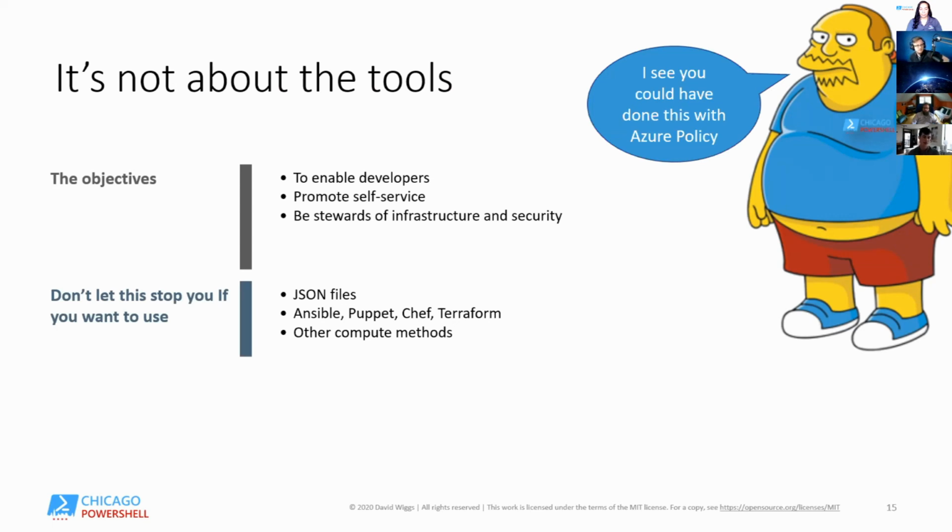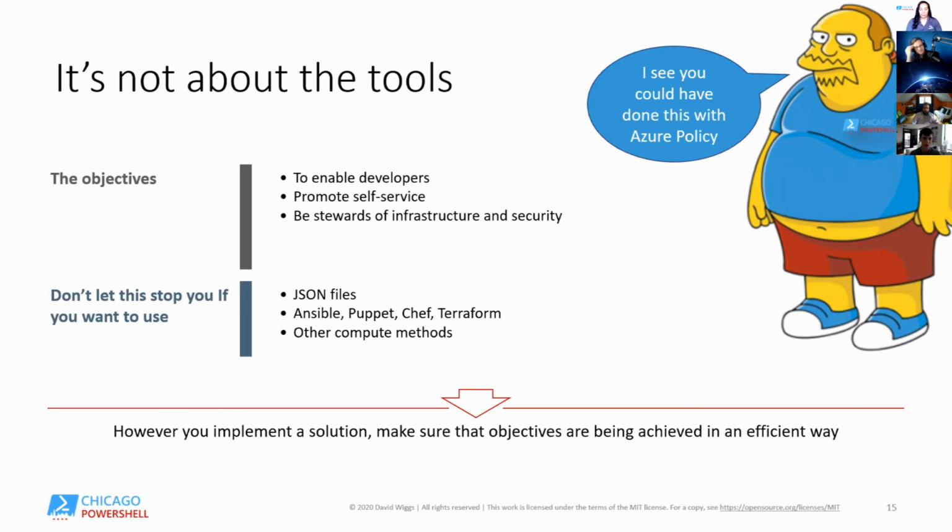I don't want to limit you if you prefer your JSON files. You could probably do this in Ansible as well. You could probably catch the stuff at provisioning with Terraform, right? There's lots of different ways to do this, but it's really about trying to maybe leverage the give and take of security and speed, and making sure that you're not limiting yourself in that way. And however you implement a solution, just make sure that we're achieving the objectives. Right? That's what I'm trying to drive home here.